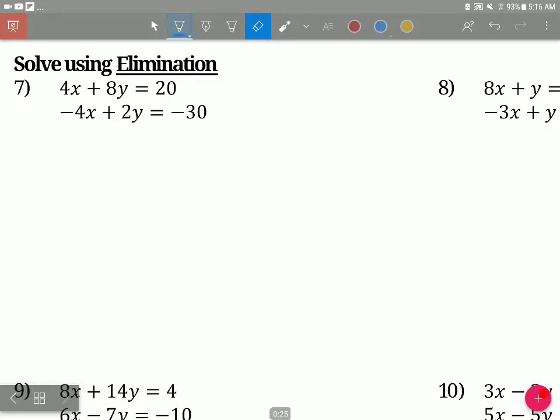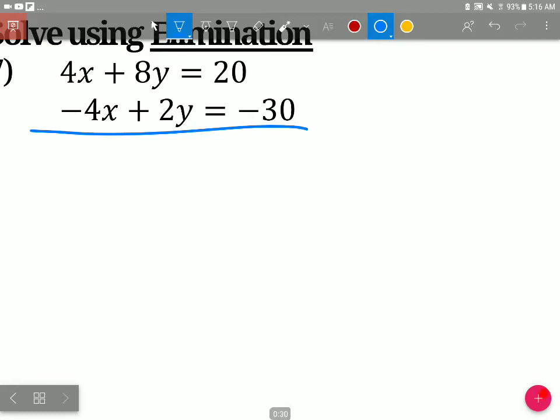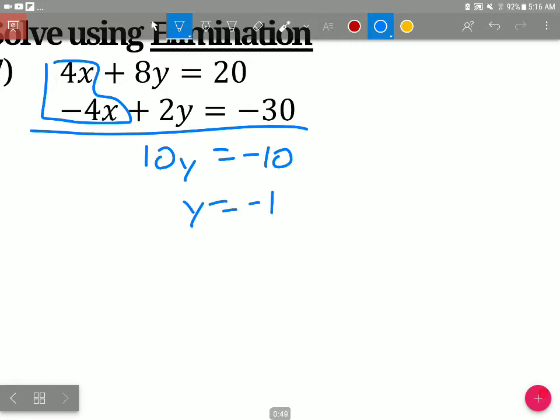All right, so number 7 is kind of already set up that way. Notice how we have these two that are opposite of each other, 4x and negative 4x. 4x minus 4x equals 0, so when we add them up, that equals 0. All right, 8 plus 2 is 10. And then add down, 20 minus 30 is negative 10. Divide by 10, y equals negative 1. Well, that was hard. But once I get one, I just plug it into the other.